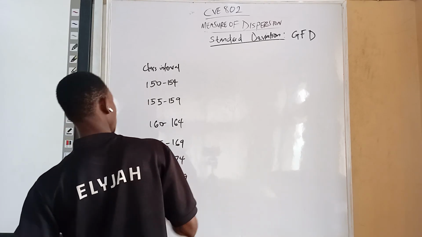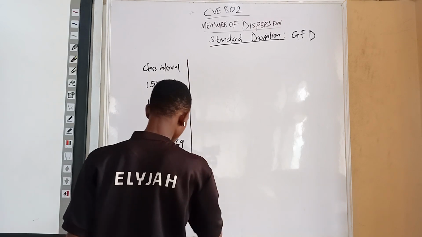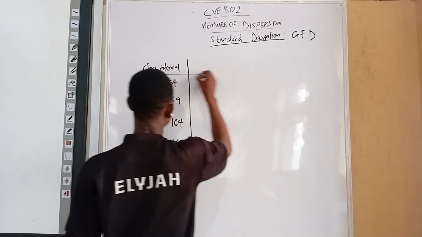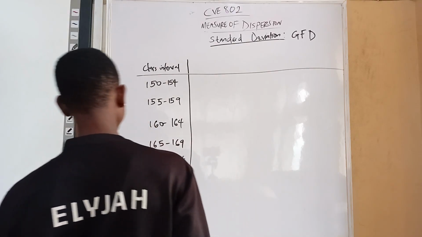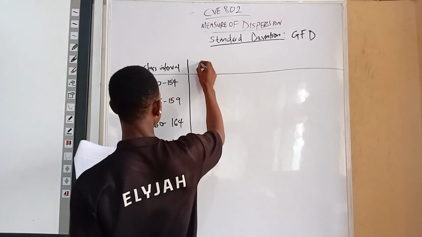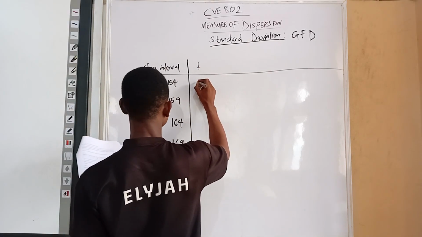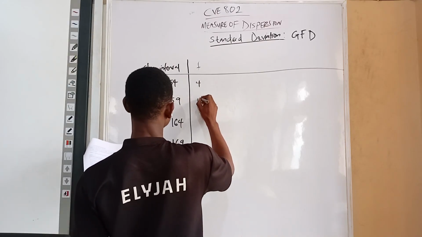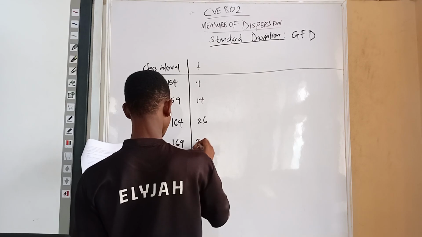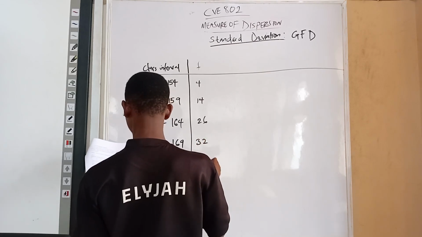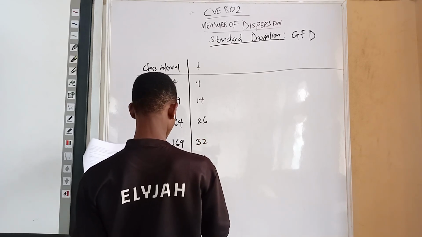So basically, the difference between this and the former one we just did is the grouping that is there. The frequencies here are 4, 14, 26, 32, 21, 10, and 3.